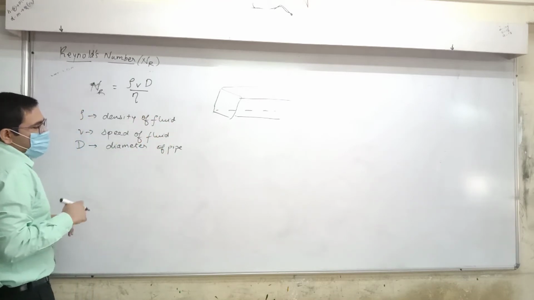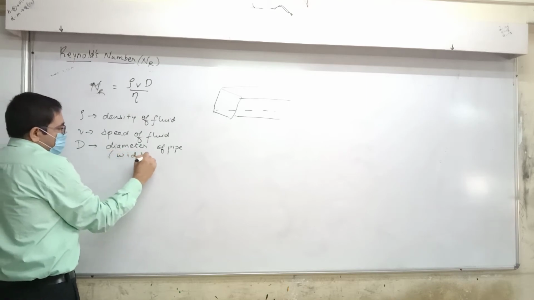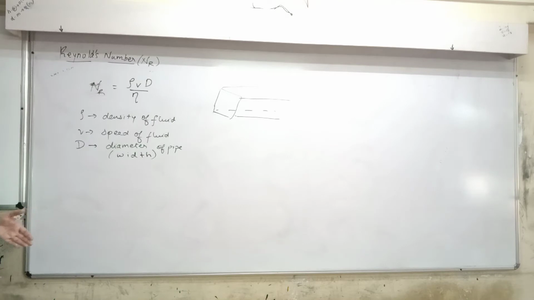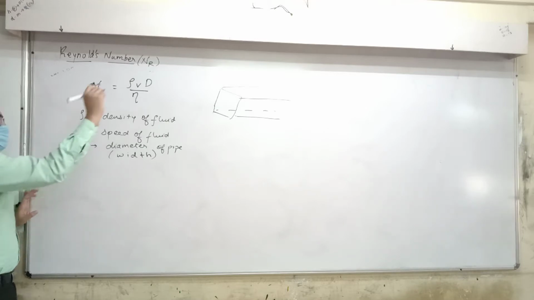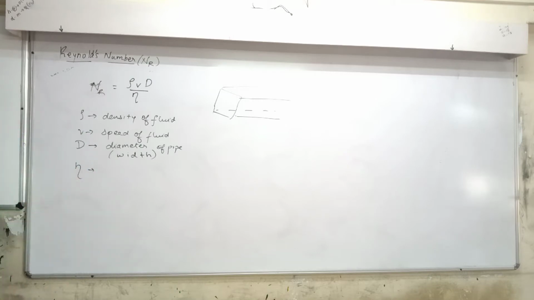So what if it's not like a pipe, not a cylindrical shape? Instead, if it's a cuboidal shape, then D becomes the width. Instead of diameter, you could use width. Never hesitate to do that. For a circle it is the diameter, otherwise it's the width. And eta, I am sure by now you remember what it is: the coefficient of viscosity of that fluid.